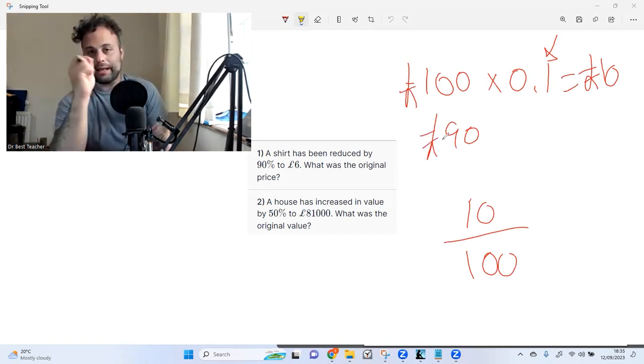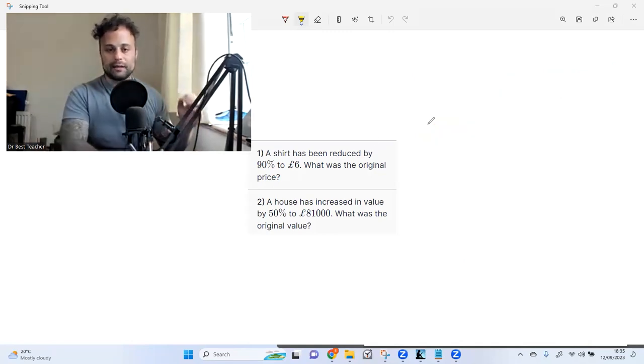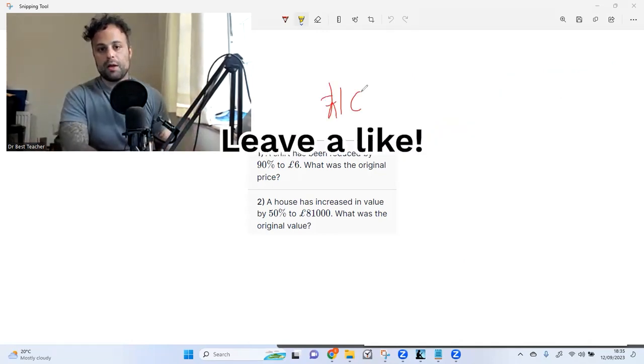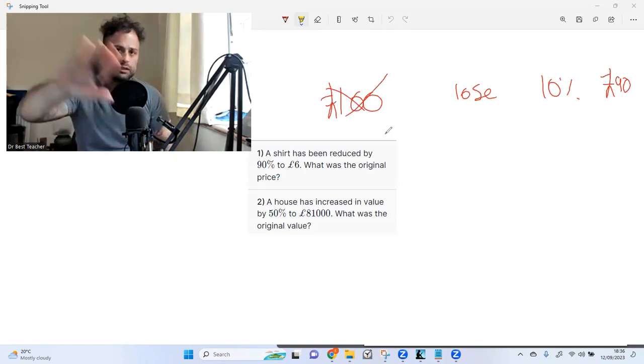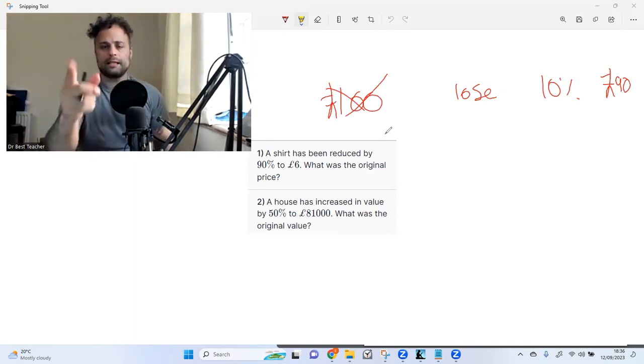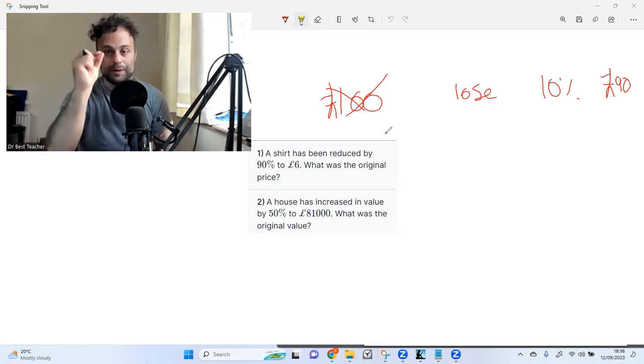This is where it gets a little bit problematic. So we'll keep that story the same. I had £100 at the start. I lose 10%, and now I have £90. What about if I didn't tell you I had £100? Let's say I just didn't tell you what I had at the start. I said at the end, I have £90 and I lost 10%. This is what most students do and why most people get this wrong.